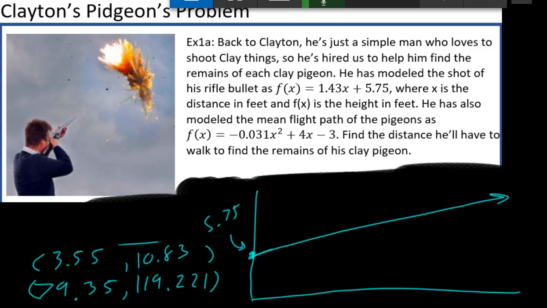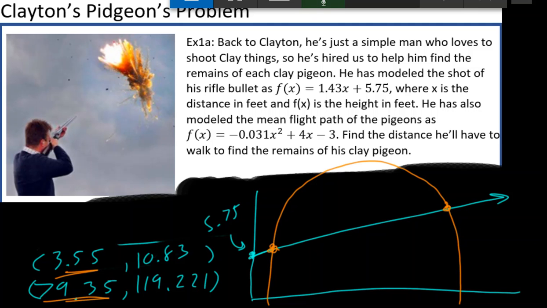Now, I told you we would hold off on drawing the quadratic that the clay pigeon followed until the very end. But notice both of our x values are positive. So what would this imply? It would imply that our parabola is probably more or less going to look something like this, where it turns out Clayton will actually have two chances to shoot his clay pigeon.